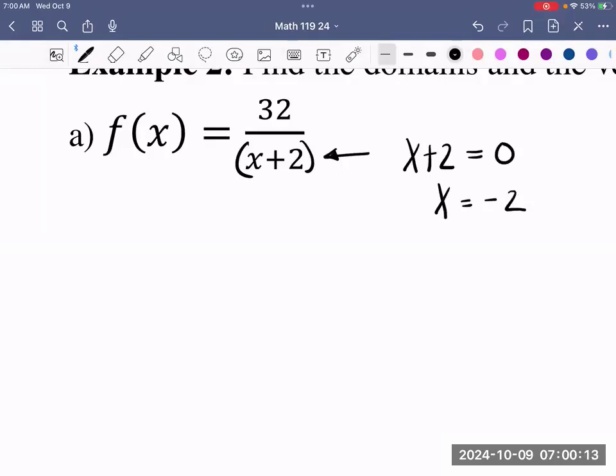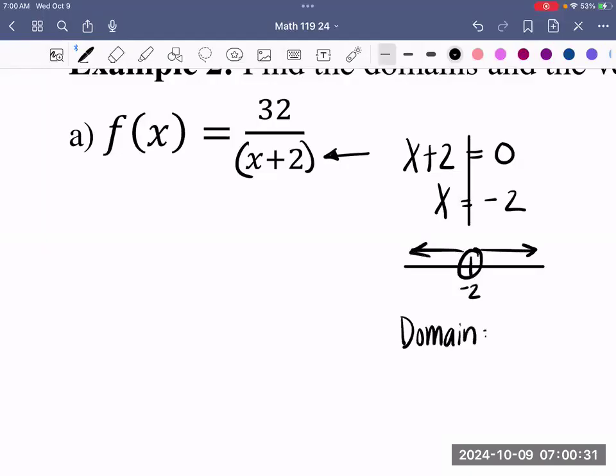Now, this is a value that we want to avoid, right? In your denominator, we want to avoid this number. But on your number line, we don't want -2 to occur. So in your domain, we have to avoid your -2. So for your domain, we'd be going from -infinity to -2, union -2 to infinity.